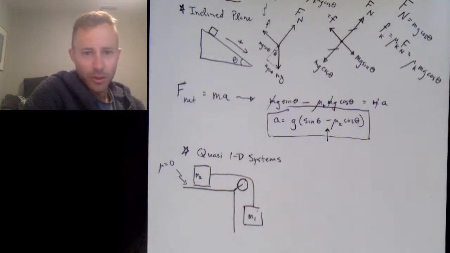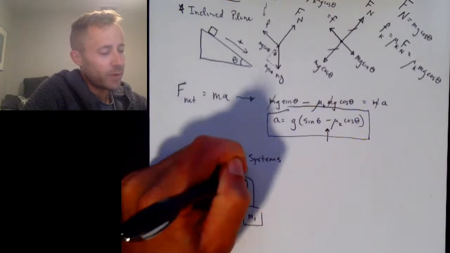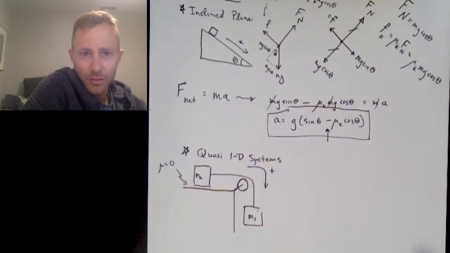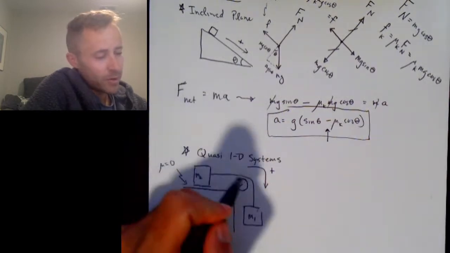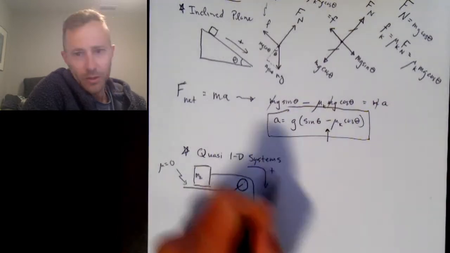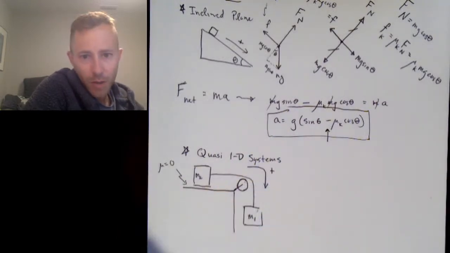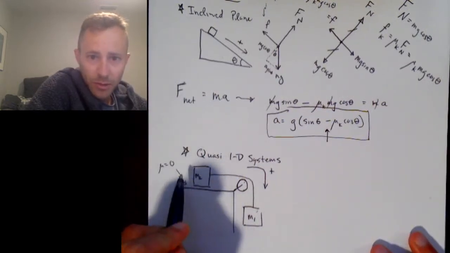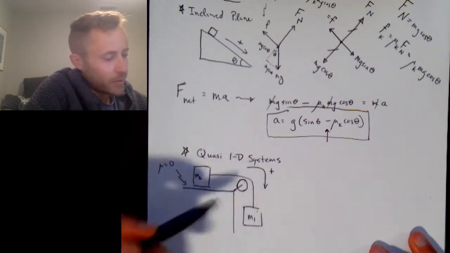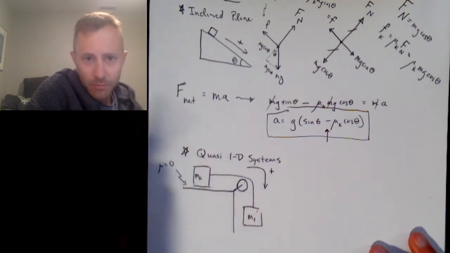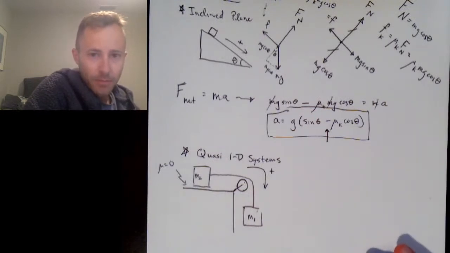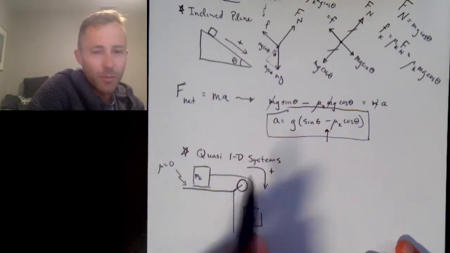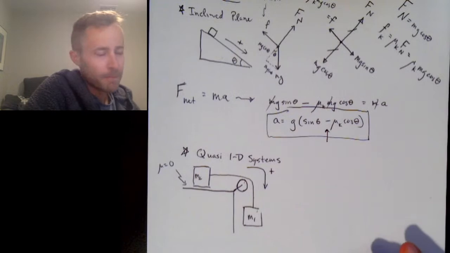What we did with quasi-one-dimensional systems is we defined a positive direction, which is the direction that the system is going to accelerate. So I'm calling the positive direction the direction where m1 drops. For m2, the positive direction is to the right, and for m1, the positive direction is down. The negative direction is if m2 moves to the left, and then m1 goes upward.